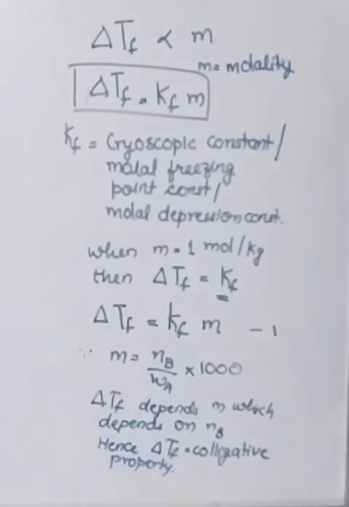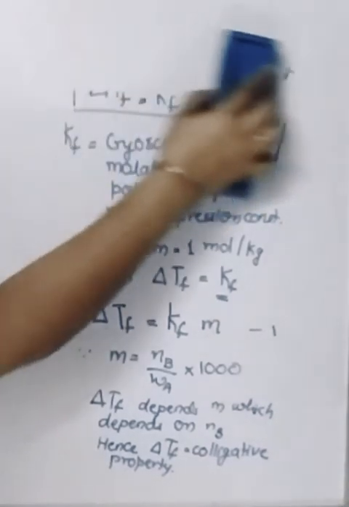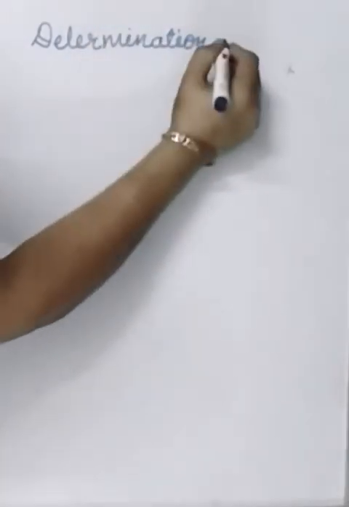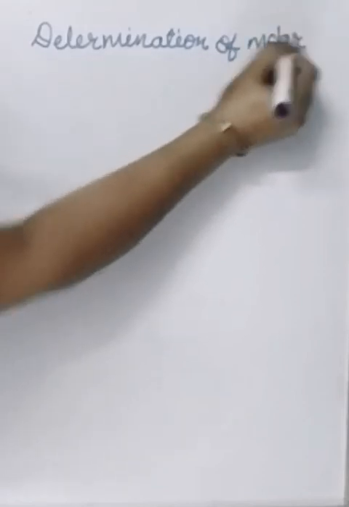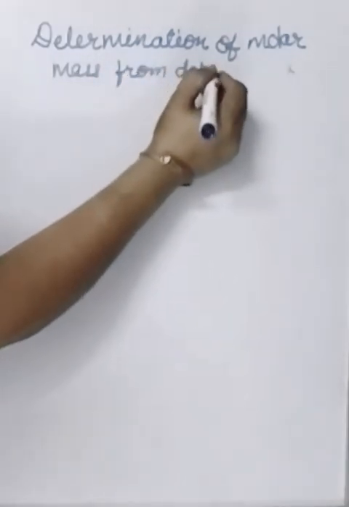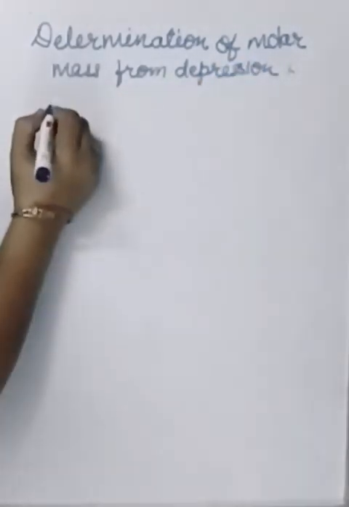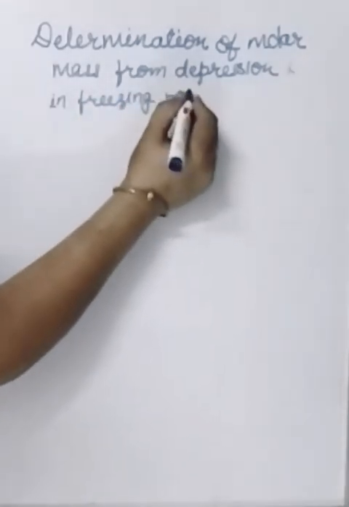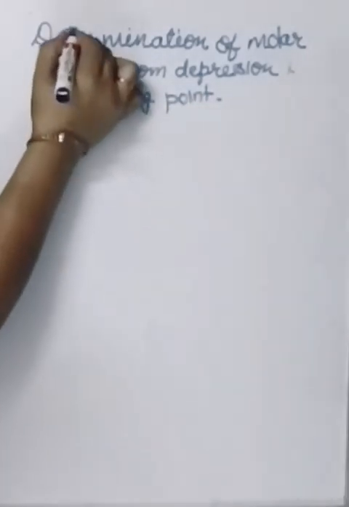Now we will determine the molar mass of solute from the depression in freezing point, as we had seen for the other two colligative properties. We will derive the formula for molar mass. Let us see, it's not difficult as you had done the other two colligative properties.